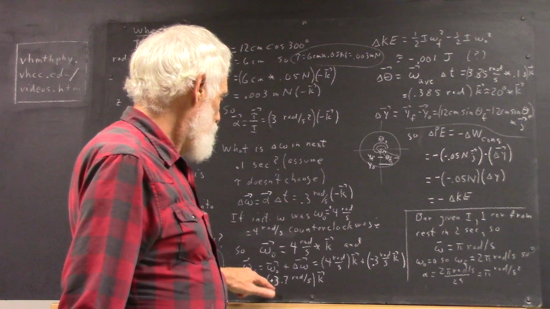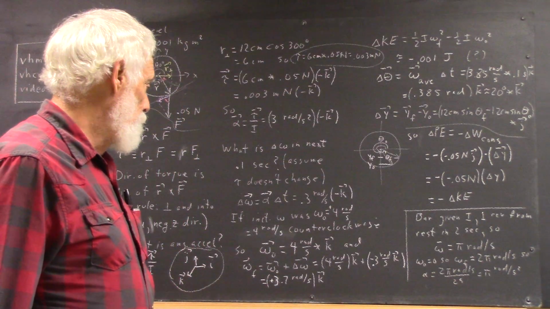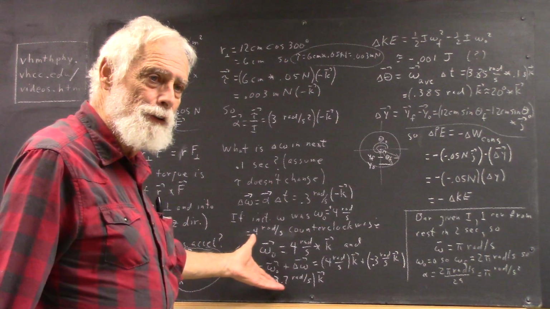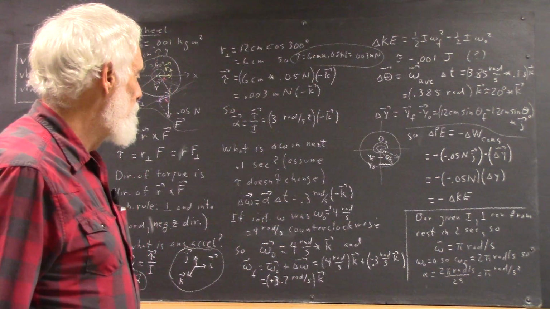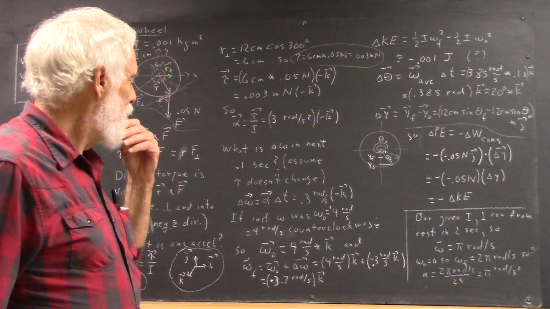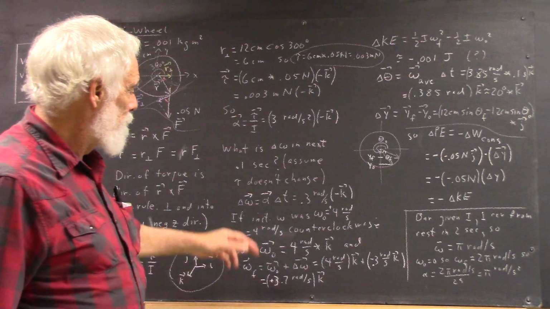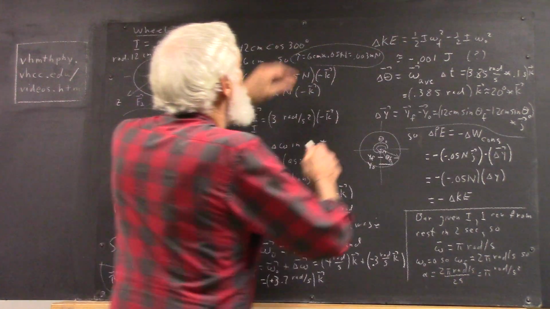And so, this isn't totally accurate. It might be closer to 3.68 or 3.67 radians per second, but this is still going to be a fairly good approximation. Okay, so based on this estimate, what's your delta KE?